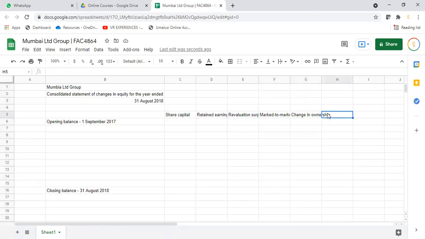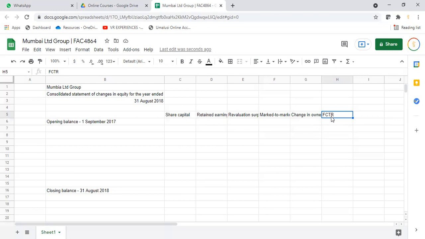And then we will also have FCTR. It stands for Foreign Currency Translation Reserve. So we'll have a column for this. You will only have that column if you have a foreign operation. So for FAC2, you won't have it, but you'll have it if you have a foreign operation.